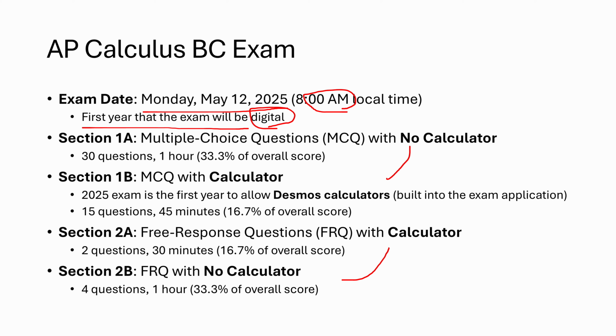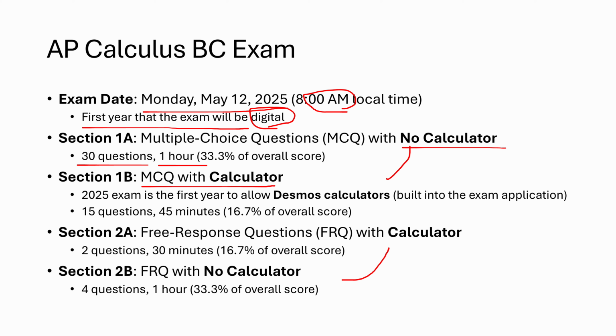But since the Calculus BC exam requires symbolic notation such as graphing, you will handwrite these answers on a separate sheet of paper. So there are 2 sessions for multiple choice questions and 2 sessions for free response questions. For MCQ, multiple choice questions, there is section 1A with no calculator, which is 30 questions in 1 hour, which comprises 1/3 of the overall score. And there is an MCQ section with calculator.